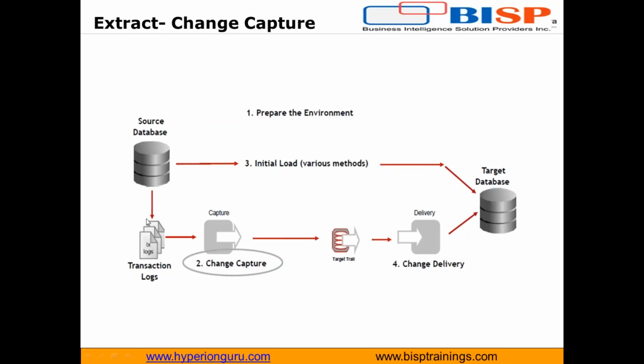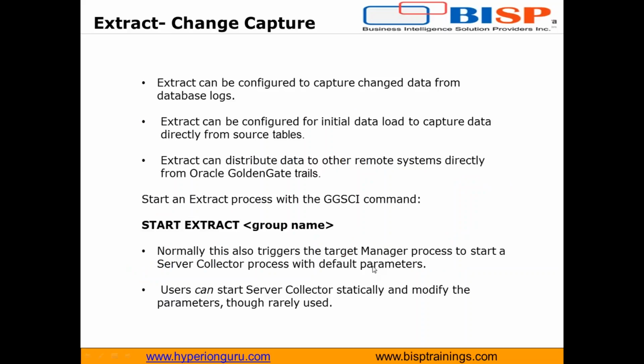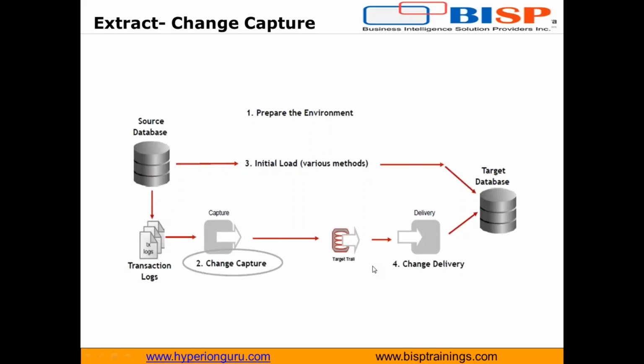So you have your source and target. On source you will create extract and data pump, and on target you will create the replicat process. So in the first step: install GoldenGate, create extract and data pump on source, create replicat on target.